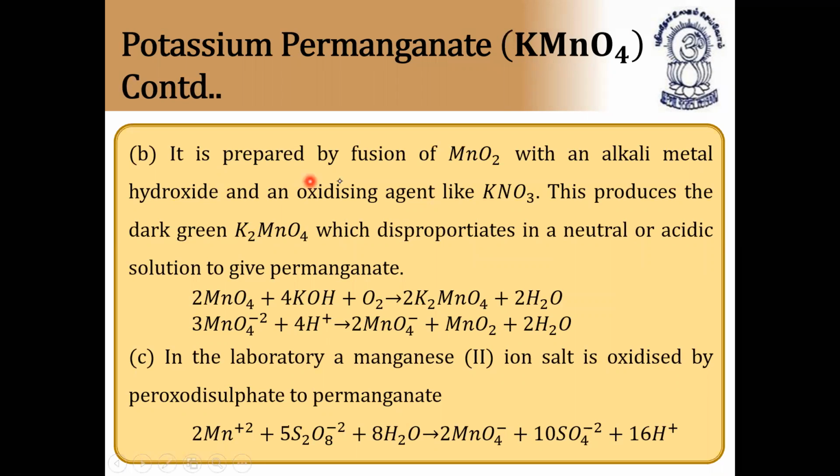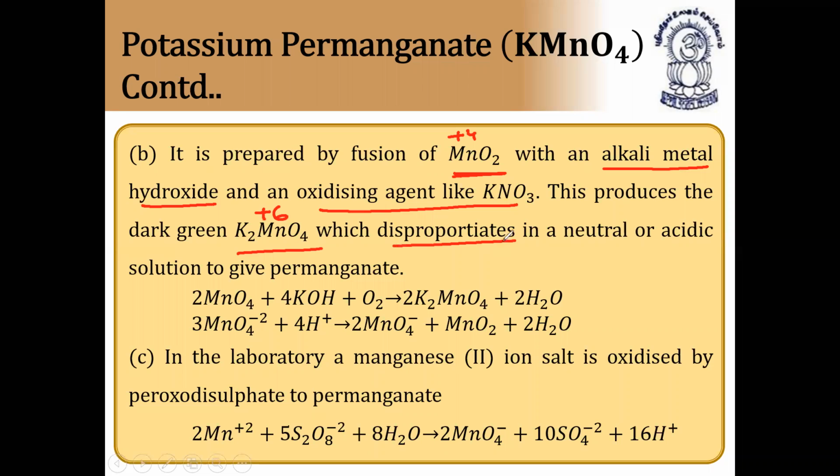So it is prepared by the fusion of manganese dioxide, also called pyrolusite ore, with an alkali metal hydroxide, that is potassium hydroxide or sodium hydroxide, and an oxidizing agent like potassium nitrate. This produces the dark green potassium manganate. Here the oxidation state of manganese is +6, and in manganese dioxide it is +4.